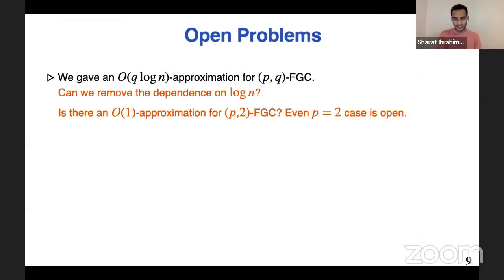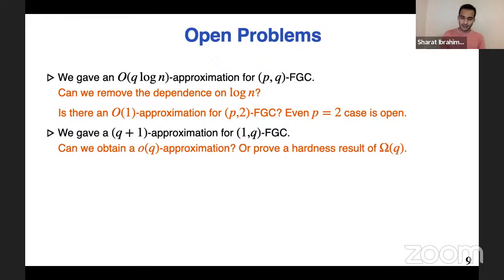I'd like to end the talk with some open problems. In this work, we give an order Q log n approximation for PQ FGC. Can we remove the dependence on log n? It would be nice to just not have any dependence on the size of the graph. If that's not possible, what can we say in even more special cases, like when Q is a constant? Say when Q is 2, is there a constant factor approximation? Even the case with P equal to 2 and Q equal to 2 is open.